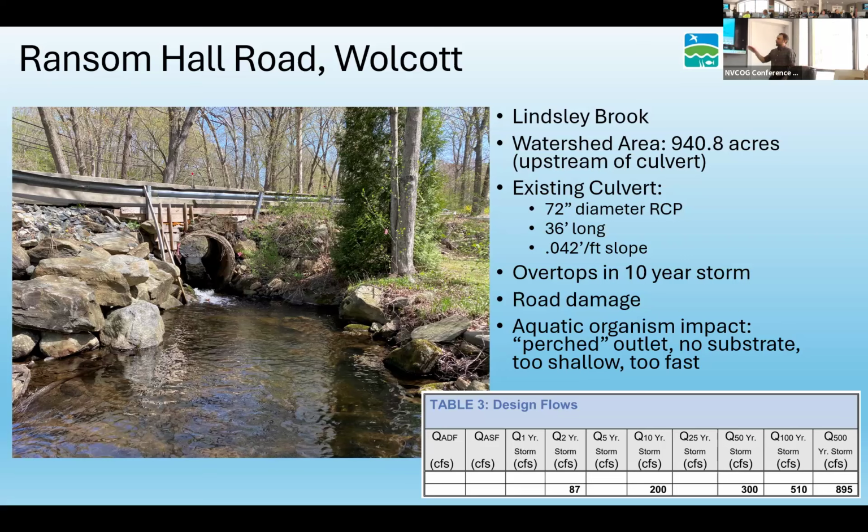Again, this is perched, so fish or any kind of wildlife could not get through there. No substrate through that culvert. It's too shallow, it's too fast. And then the model design flows go from 87 CFS in a 2 year storm all the way up to nearly 900 CFS.